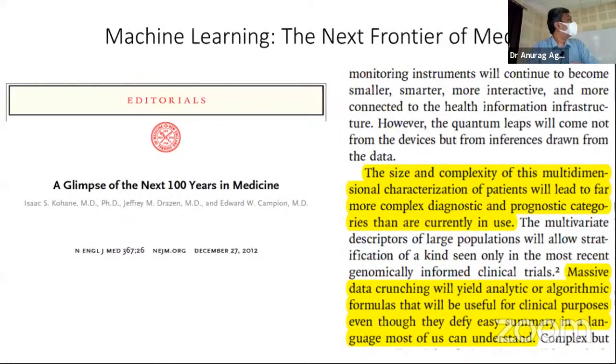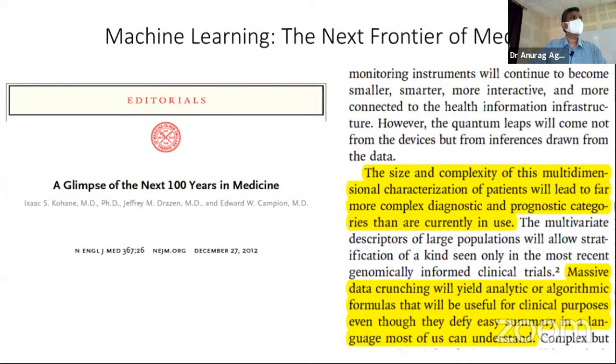It talked about how more complex diagnostic and prognostic categories would come, and very importantly, they will yield formulas that will be useful for clinical purposes, but defy summary in a language most of us can understand. Now, this was important. Basically, what they're saying is we will all end up using algorithms. We have no clue what they mean. And we can't even talk about it.